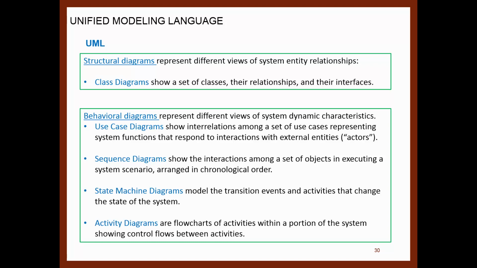Sequence diagrams show the interactions among a set of objects in executing a system scenario arranged in chronological order. State machine diagrams model the transition events and activities that change the state of the system. And activity diagrams are flowcharts of activities within a portion of the system showing control flows between activities.